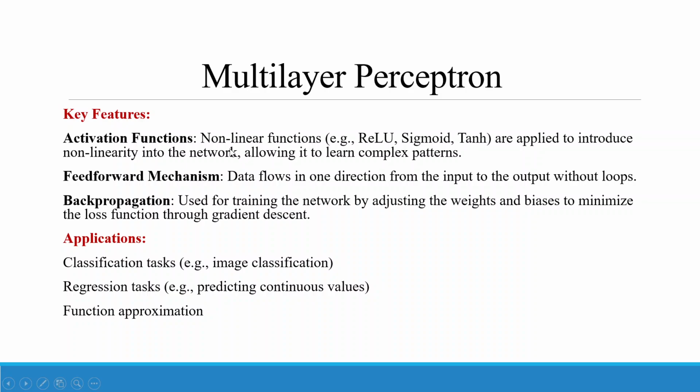Key features: they can work with non-linear functions such as rectified linear units, sigmoid, tanh. These are applied to introduce non-linearity into the network, allowing it to learn complex patterns. Data flows in one direction from input to output without loops. That is a feed-forward mechanism. Back propagation is used for training the network by adjusting the weights and biases to minimize loss functions through gradient descent. Application: classification tasks such as image classification, regression tasks, that is predicting continuous values, and function approximation.